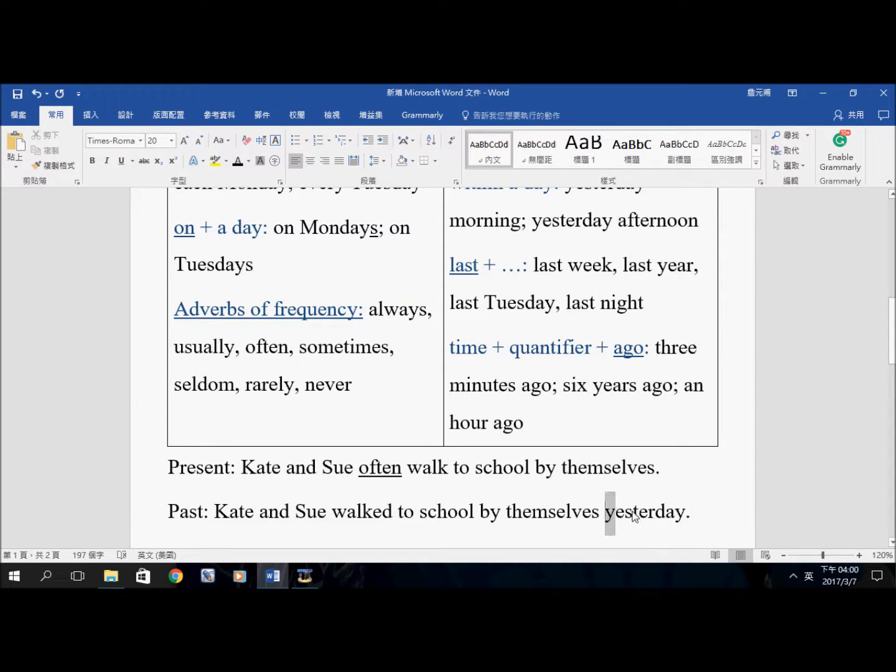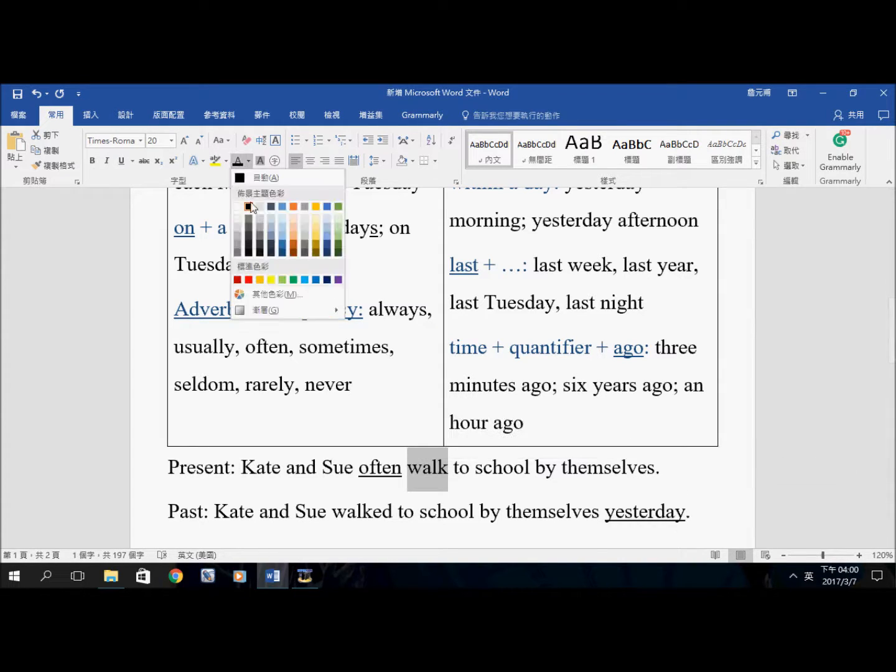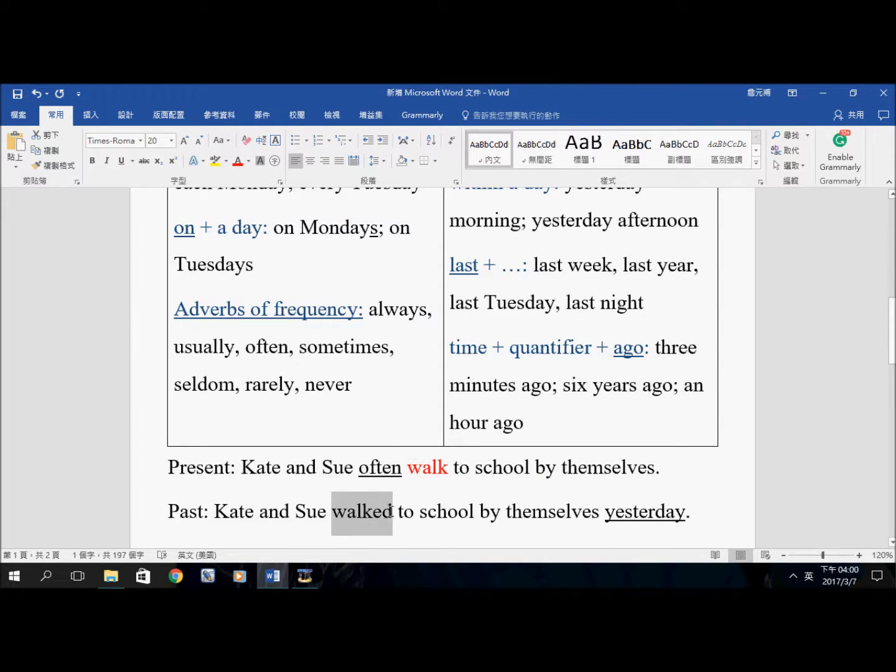Now, yesterday, that's a time marker that we used in the past tense. So this sentence is reformed into a past tense sentence. Now, besides the difference of time markers, you probably also notice that the verbs are different as well. Let's take a look at the verb in the present simple tense and the verb in the past tense. They are different as well. So in the next section, we're going to talk about the forms of verbs in both tenses.